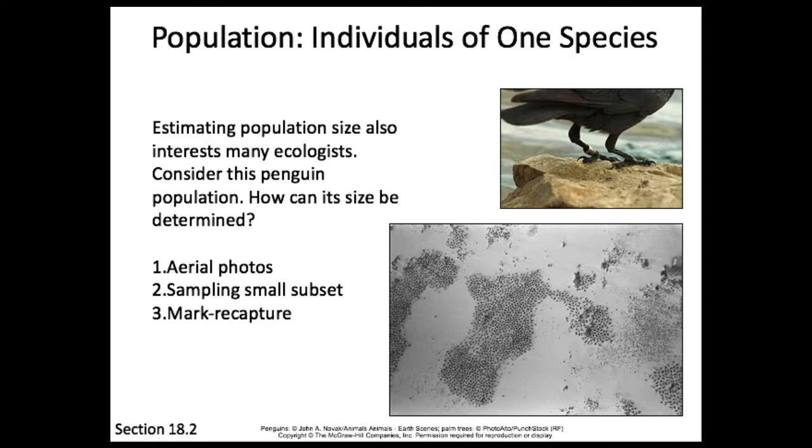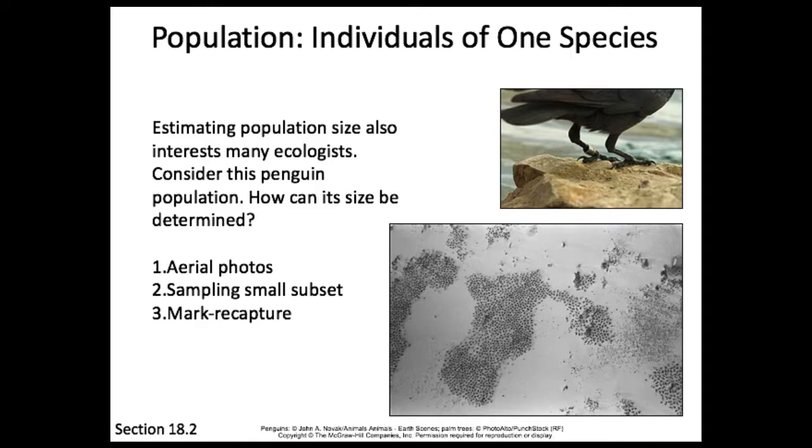Estimating population size also is of interest to many ecologists. Let's think about the penguins for a moment. How can we determine the population when there are so many penguins in such a hostile, freezing cold environment? Well, the number one technique is aerial photos. Our entire globe is surrounded by satellites, and we can use that satellite imaging to estimate population size.